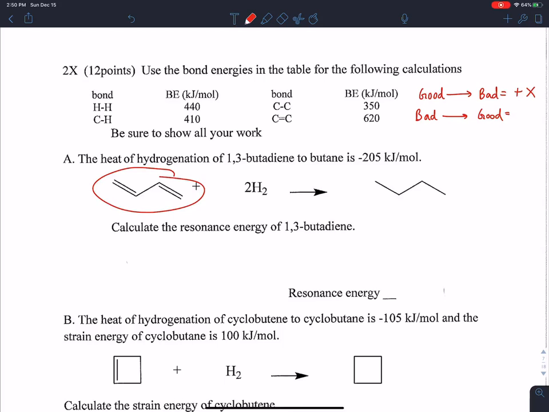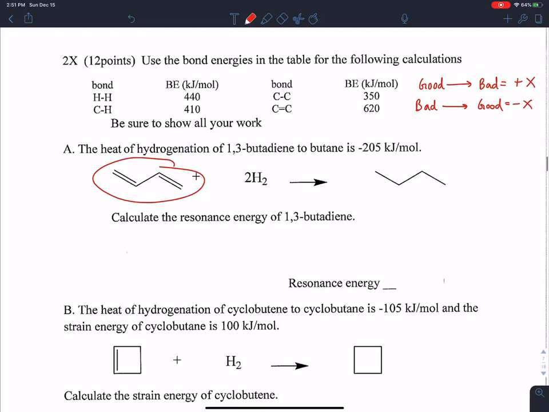And if your molecule was already bad, so let's say your molecule had a bunch of strain, and then it went to a molecule that didn't have strain, well, that would be bad to good. So that one goes minus X. So again, to reiterate, for our question, our beginning thing does have resonance, which is good, to something that doesn't have resonance, which is bad. So our resonance energy will be plus X. But otherwise, let's say if I was going from this to this, right, then that's bad to good. So then you would want to use minus X.